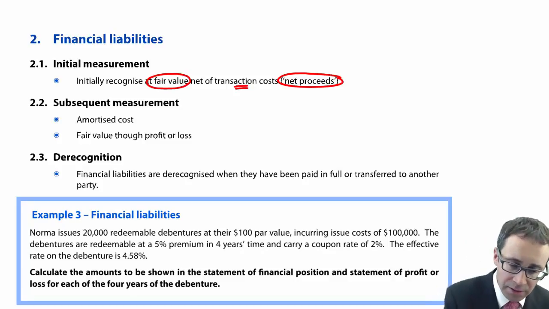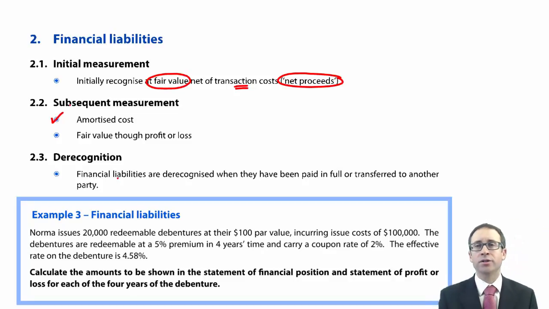In terms of subsequent measurement, we're only really interested in amortized cost. That is the reverse entry, if you like, of what we saw with our financial assets. Financial assets at amortized cost had interest income. We will now have interest expense. And when you looked at your financial assets, you had cash receipts. We are now going to have cash payments under your financial liability.